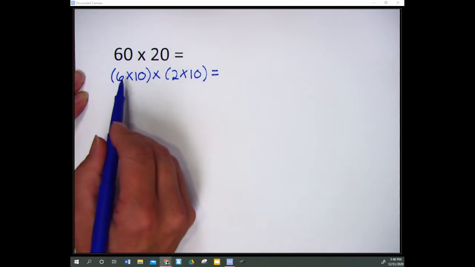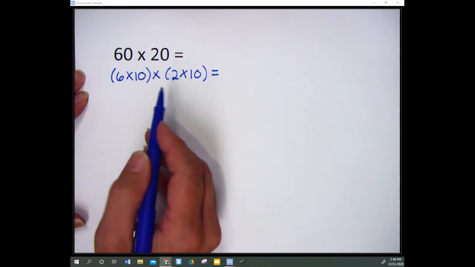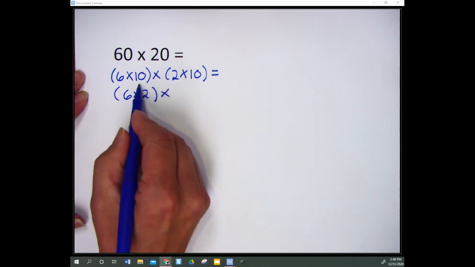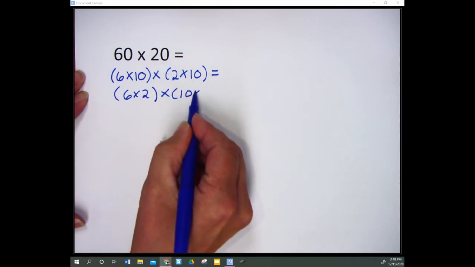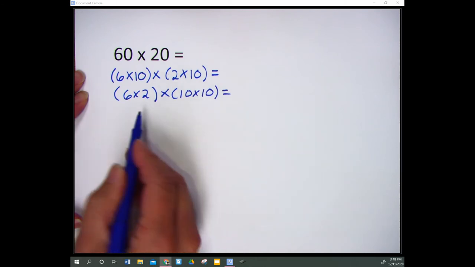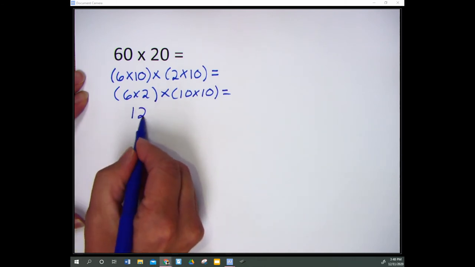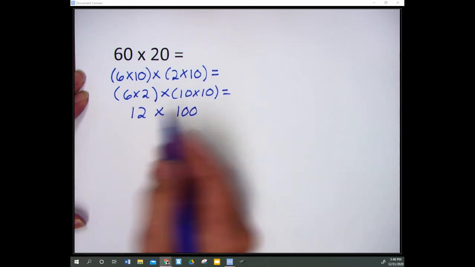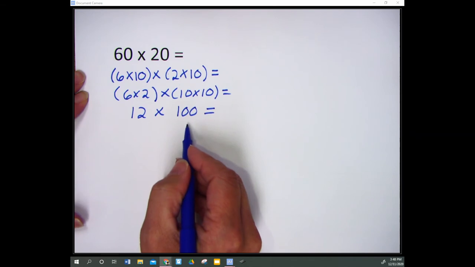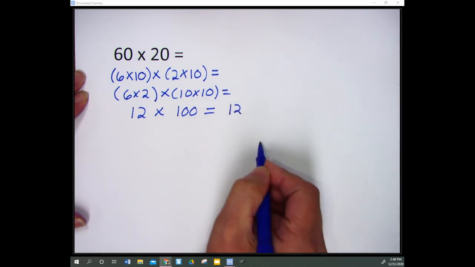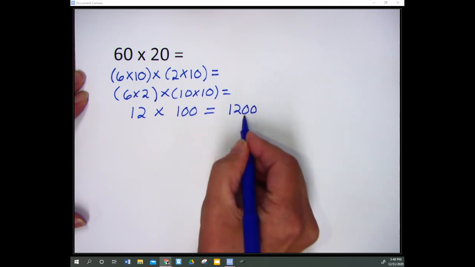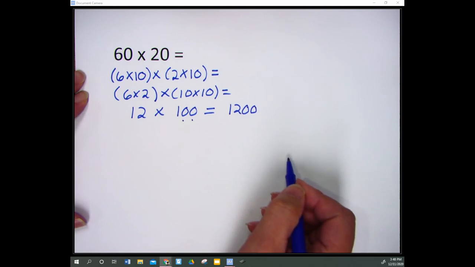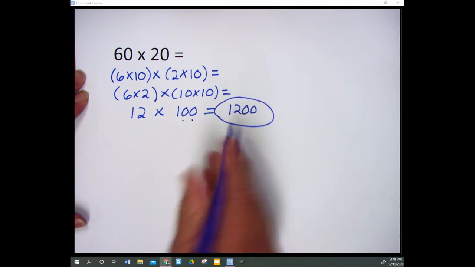Here's how I'll do it. I'm going to put those basic multiplication facts together. So this would be equal to 6 times 2 times 10 times 10. I know 6 times 2, well, that's 12. I know 10 times 10, that's 100. So 12 times 100, well, that's going to be 12 of those hundreds. Do you notice how I just put 2 zeros on the end to show that I have 12 of those hundreds? Do you see the 2 zeros in 100? Okay, here's my product.